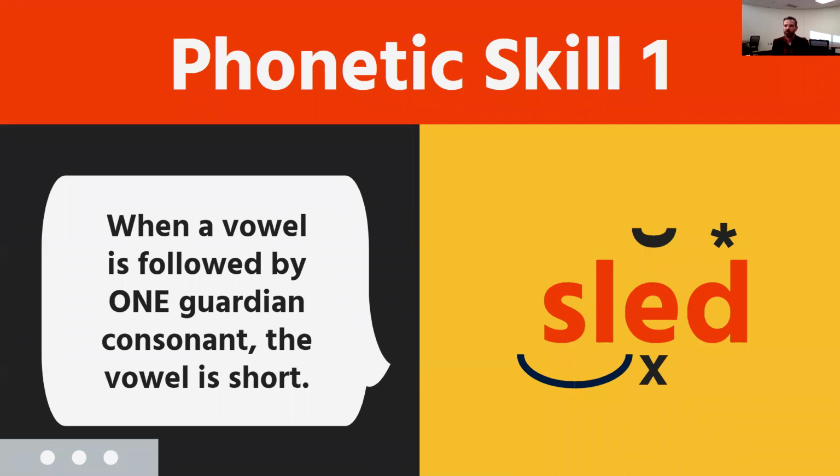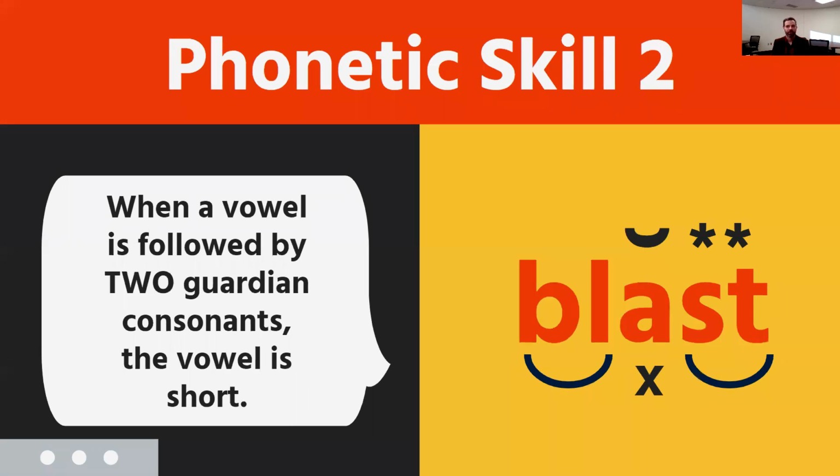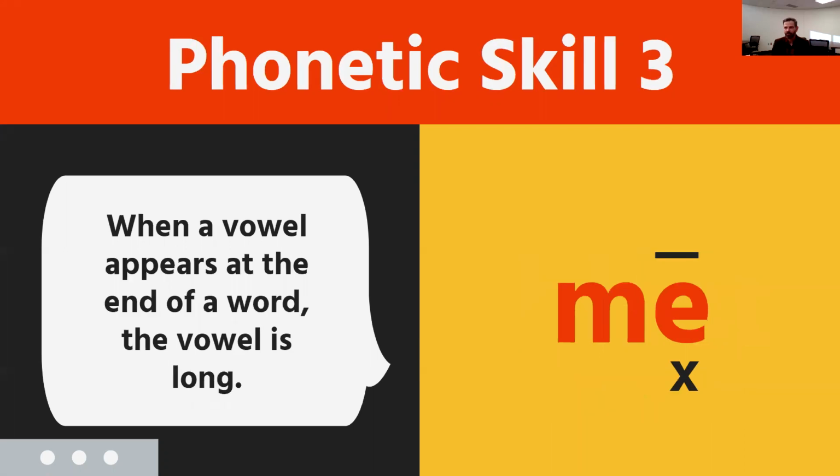All right, so now that we've reviewed Y, let's go back and review all the phonetic skills. Phonetic skill 1 says that when a vowel is followed by one guardian consonant, the vowel will be short. For example, the word sled with short E. When there are 2 guardian consonants, we also know that the vowel will be short. For example, the short A sound in blast. Phonetic skill 3 says when a vowel appears at the end of the word, then the vowel will be long. For example, the long E in the word me.